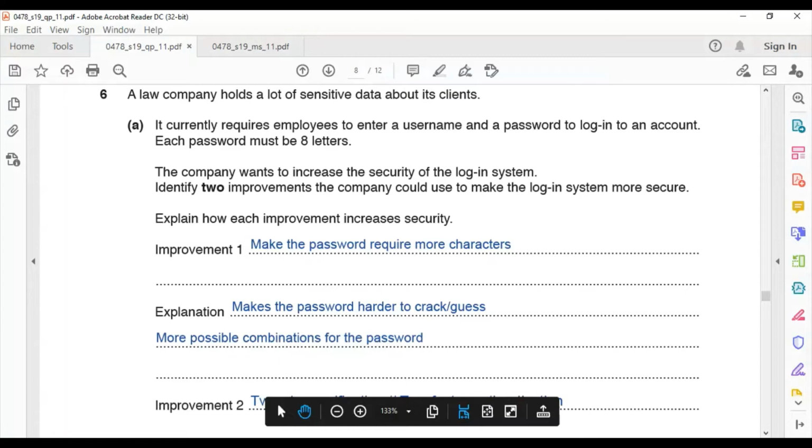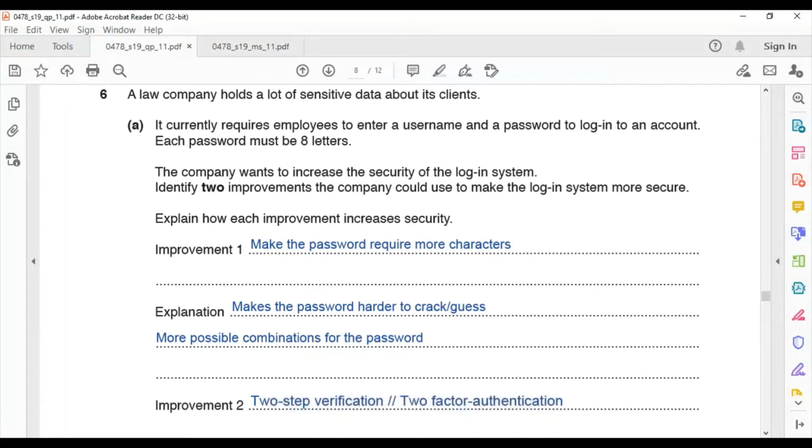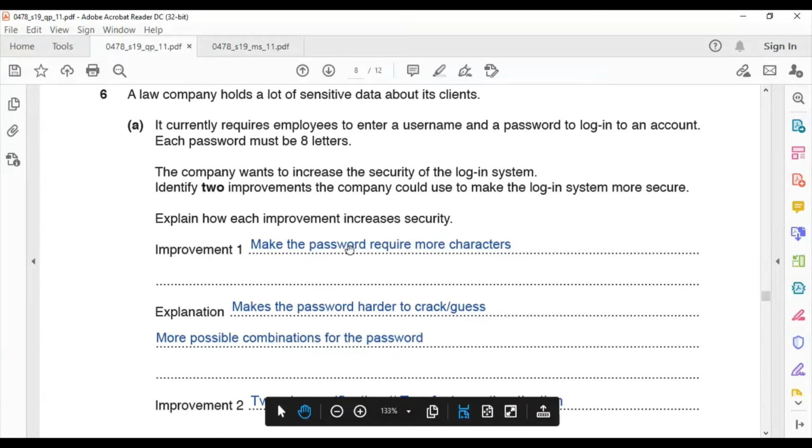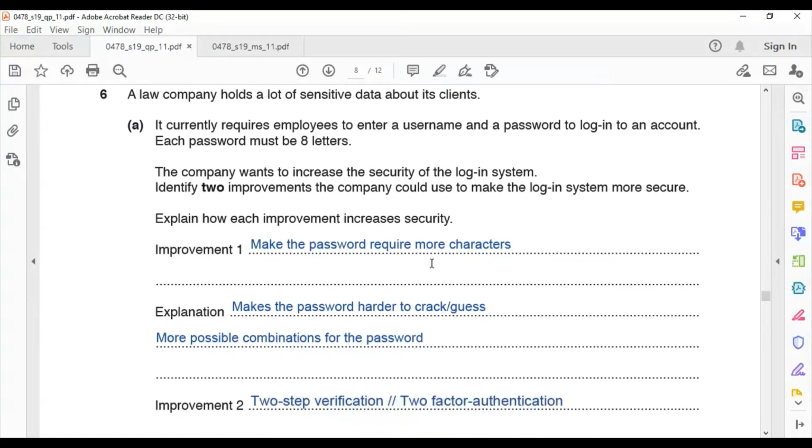So, question 6. A law company holds a lot of sensitive data about its clients. It currently requires employees to enter a username and a password to log into an account, and each password must be 8 letters. The company wants to increase the security of its login system. They want us to identify 2 improvements the company could use to make it more secure and explain how each improvement increases the security. So first we can tell them to make the password require more characters, which means that the password will be harder to guess or crack, and will also mean more possible combinations.